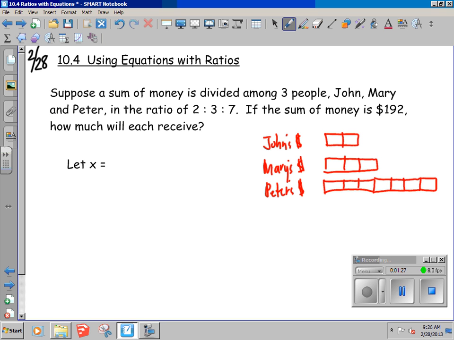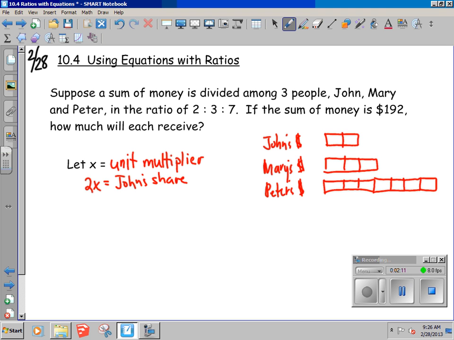So this is what the model would normally look like, and how we tie this to algebra is we say, okay, instead of making this model, because I can picture this in my head, we're going to let x equal the unit multiplier, or the unit value. It's however much each unit is worth. If x is the value of each unit, what would be an expression for John's share of the money? 2x. 2x would be John's share.